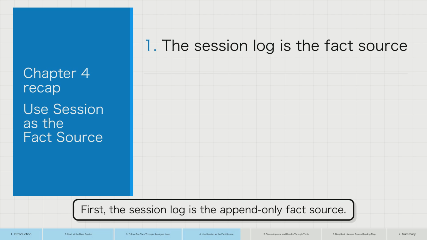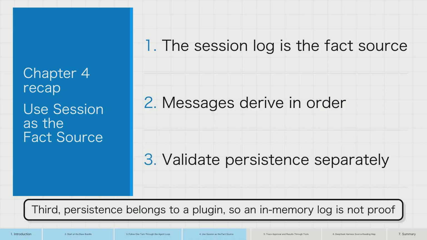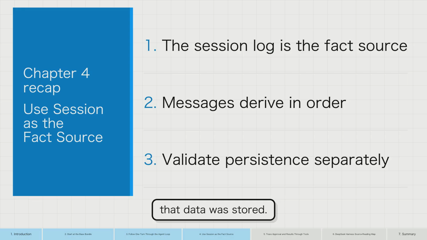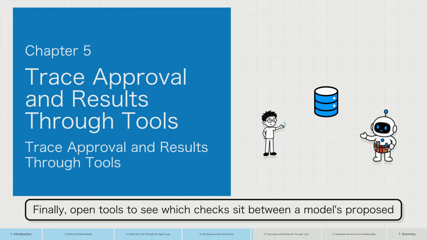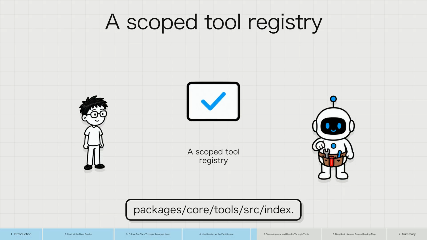Chapter recap. First, the session log is the append-only fact source. Second, model messages are derived from that log in order. Third, persistence belongs to a plugin, so an in-memory log is not proof that data was stored. Finally, open tools to see which checks sit between a model's proposed action and the result that becomes visible.